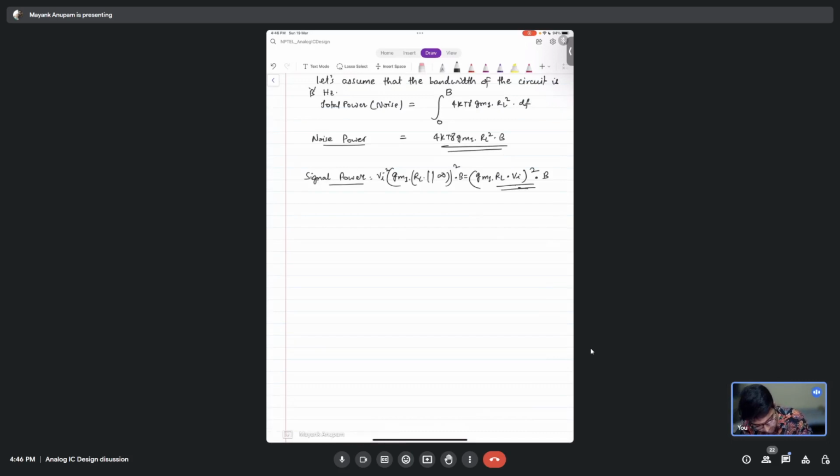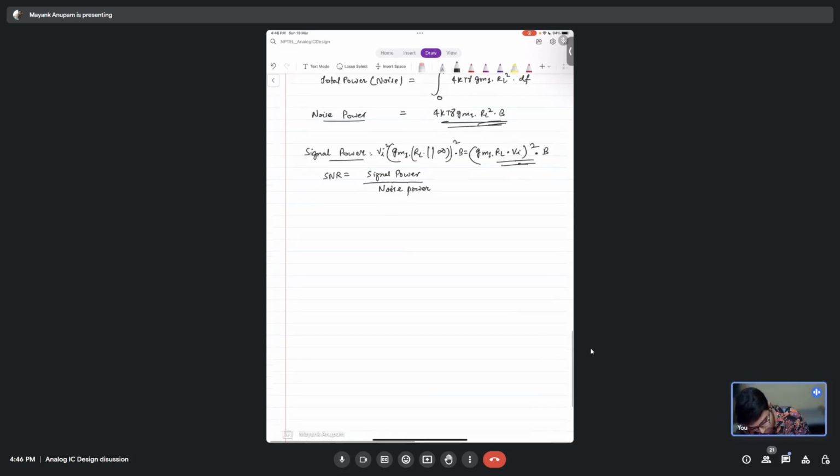This is the signal power and this is the noise power. SNR is simply signal power divided by noise power. Sir, in signal power, why is bandwidth multiplied? You have to take some bandwidth for a signal. Ideally you have to integrate your signal for the total power, do this df thing again here, and you will get this particular item here.